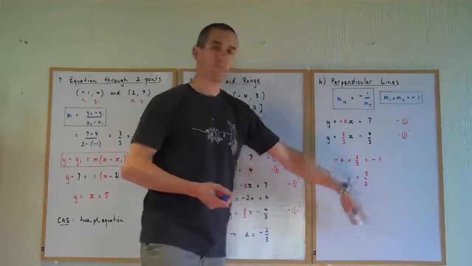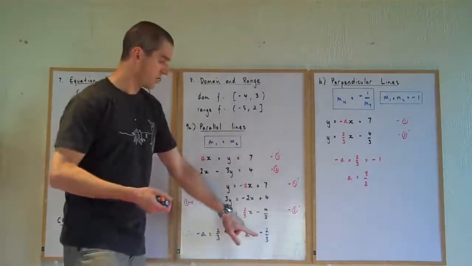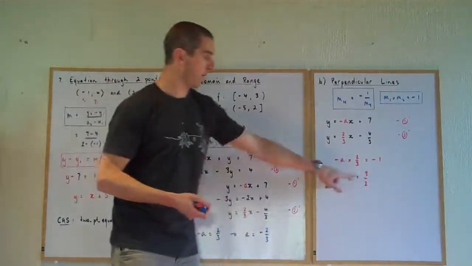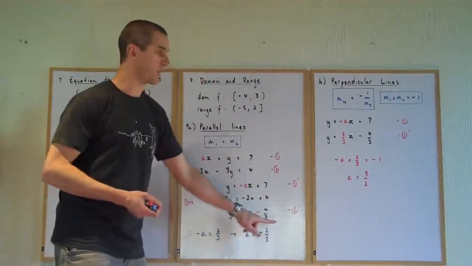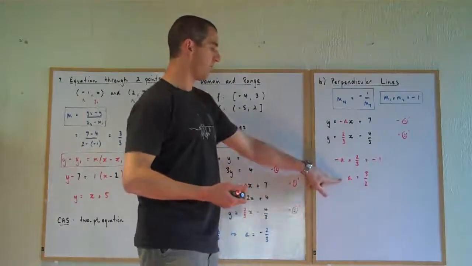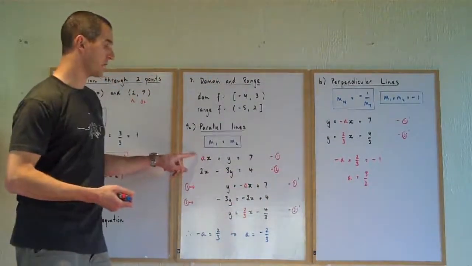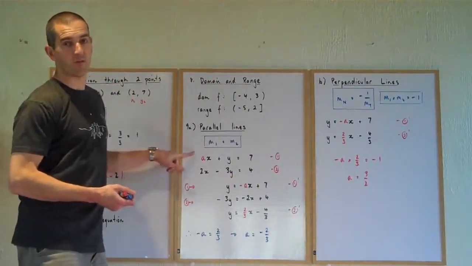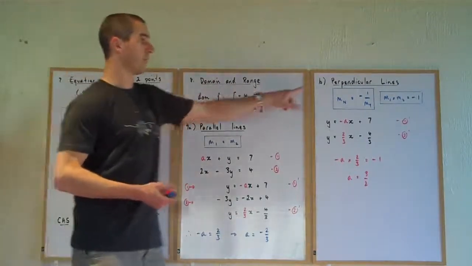What I talked about before in terms of changing the sign, so negative becomes a positive, and we're going to flip that fraction as well. So 2/3 becomes 3/2, and that gives us the value of a, which for this equation would make those two lines meet at right angles, 90 degrees, perpendicular lines.